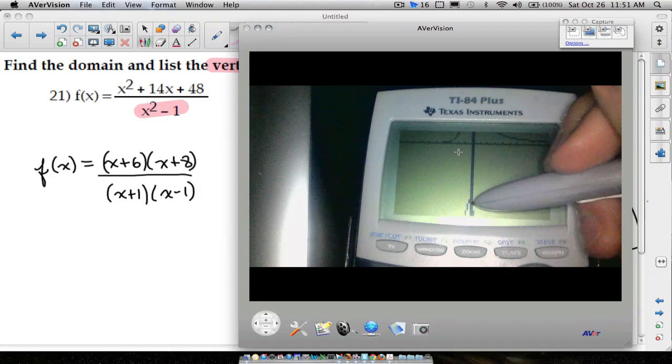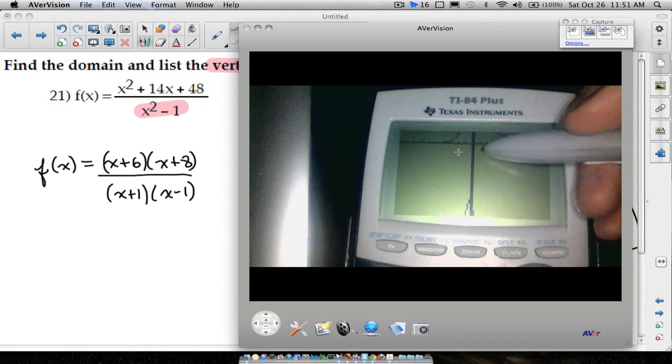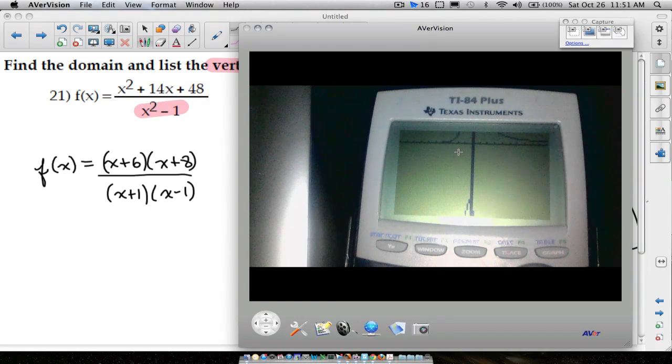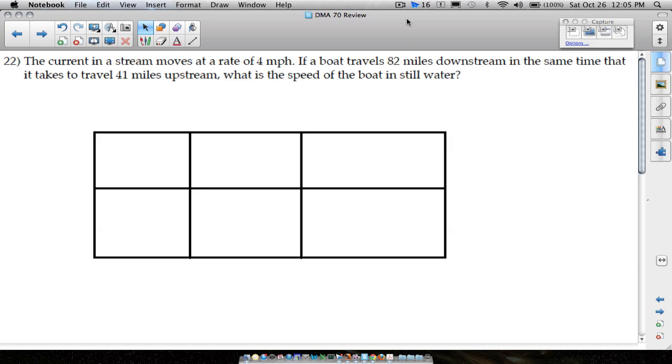And then down here at the bottom, notice that it's starting to freak out. You can see a little bit of it bulge out right there, but it's starting to freak out as it gets close to that imaginary dotted line. So those are our vertical asymptotes. And I mentioned the domain too. X can be anything except for those values of -1 and +1. All right, number 22.